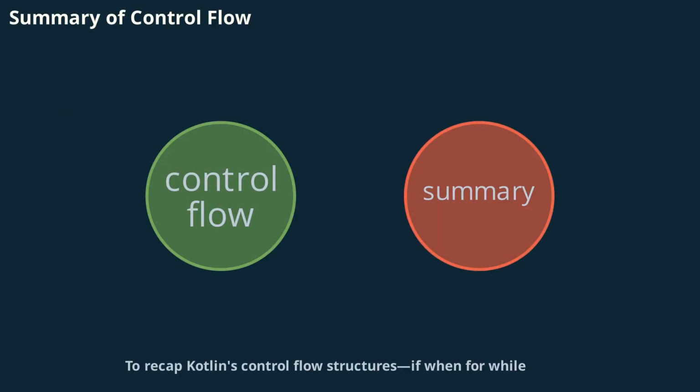Recap: Kotlin's control flow structures, if, when, for, while, and do while, offer expressive and concise ways to manage your program's logic. The if and when expressions stand out for their ability to return values directly, reducing boilerplate and making your code more readable.